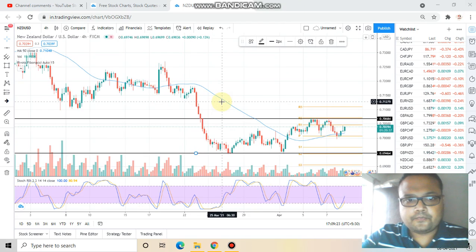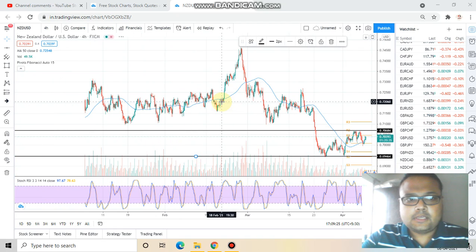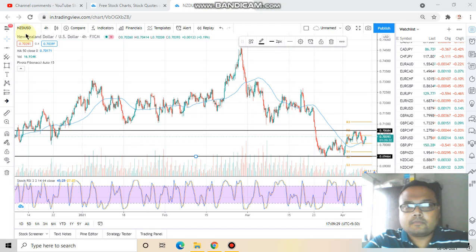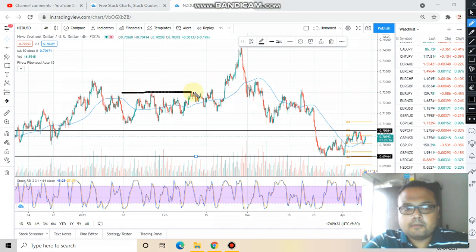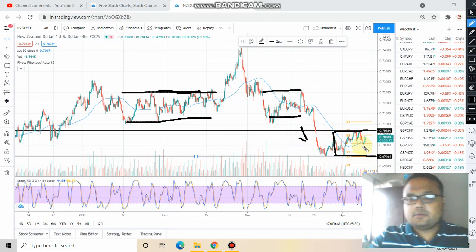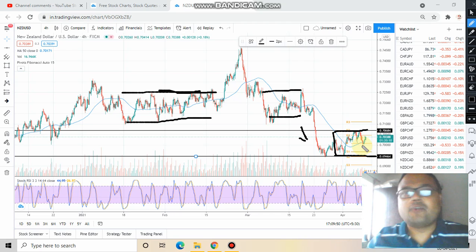Let me show you. See, I have zoomed out the chart now. And as you can see, market was in range. Then market went up, came down, and market was in range again. Okay, and market fell and market is in range again. So this is just the theory of volatility contraction.